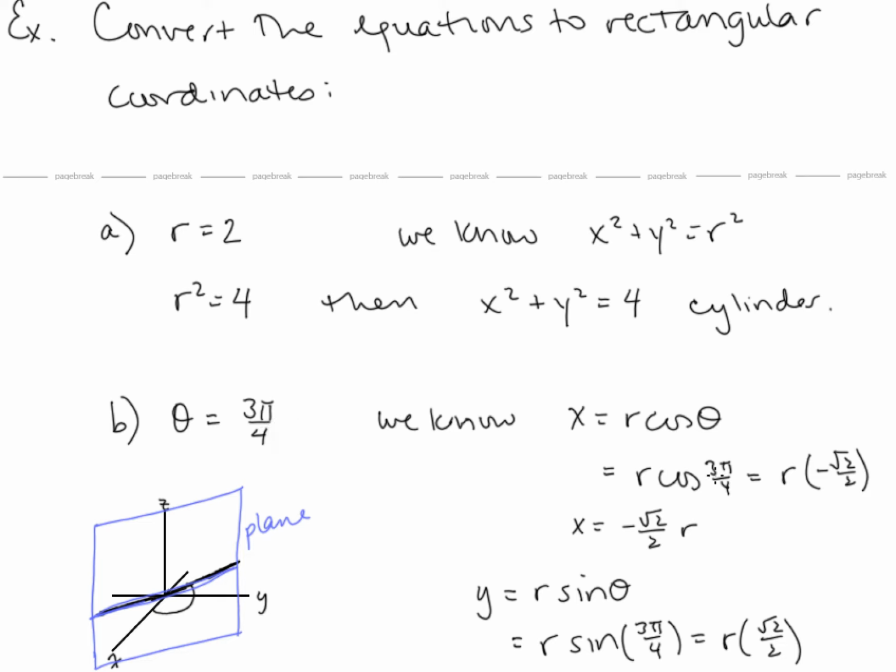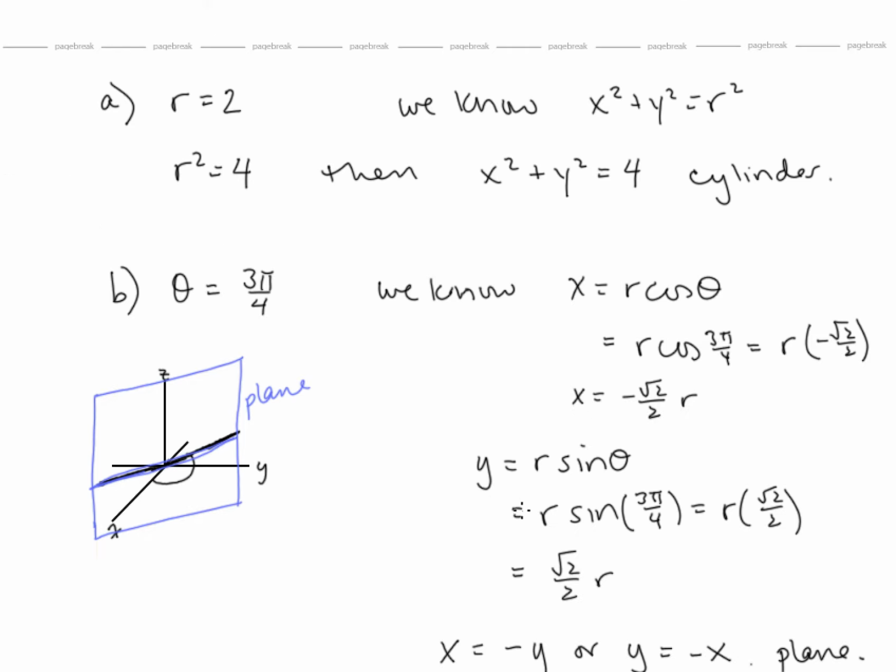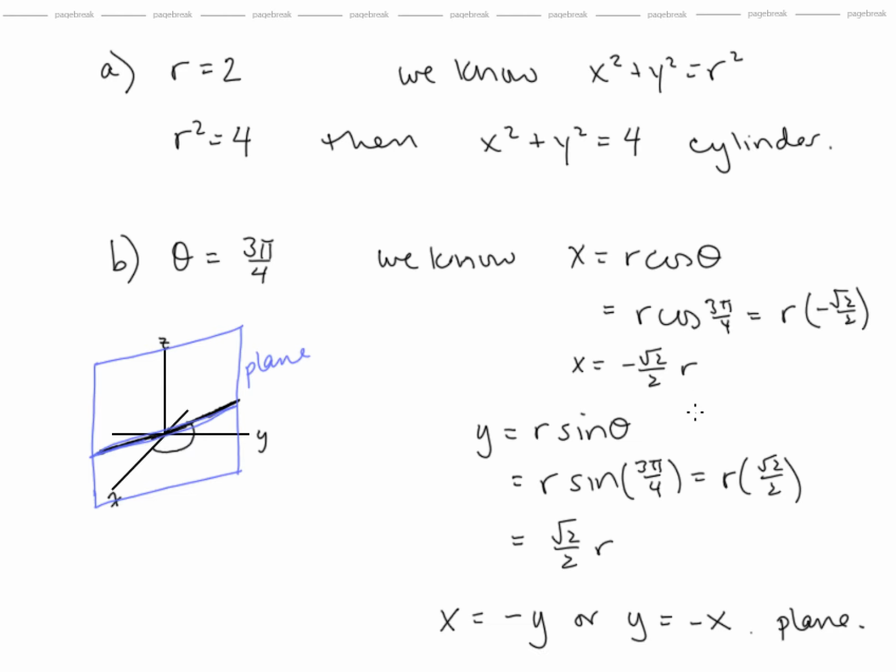If we plug in theta equals 3 pi over 4, we get x is equal to negative radical 2 over 2 r, and y is equal to radical 2 over 2 r. So this says x is equal to negative y, or y is equal to negative x. That would be the equation of that line in the xy plane, but then once you add in the third coordinate, z, that becomes the plane.